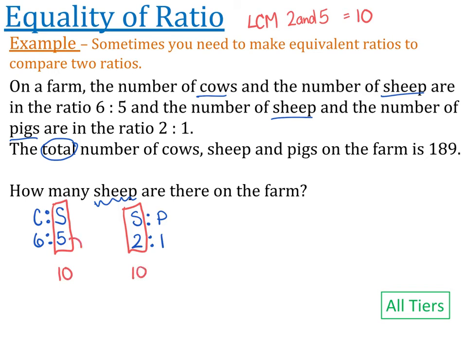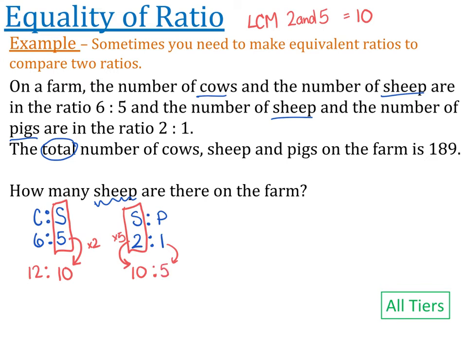So then we ask ourselves, how do we get from 5 to 10? It's times by 2. So you should times the 6 also by 2. And then how do you get from 2 to 10? You times by 5. So we should also times the 1 by 5. All right, we are nearly there.